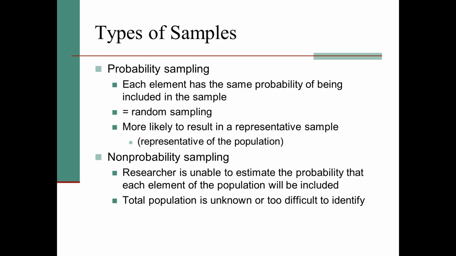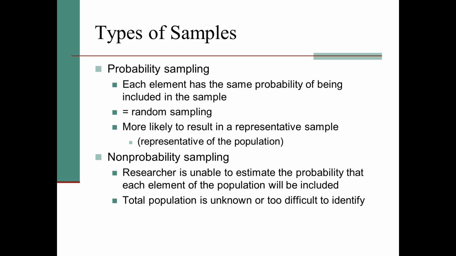So you'll hear people talk about different types of sampling. The one that's considered the best is called probability sampling. In this one, each element has the same probability of being included in the sampling, and that is equal to being a random sampling. So it's more likely to result in a representative sample, representative of the population.